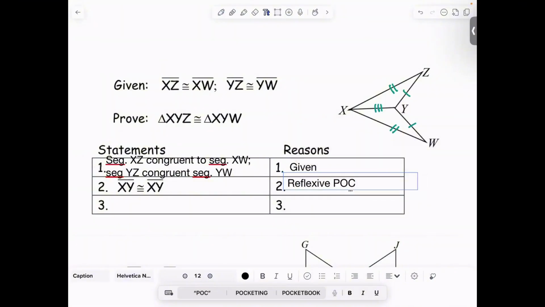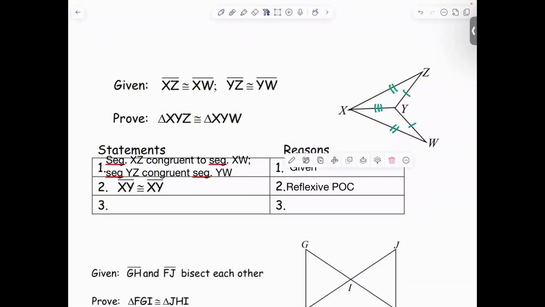POC. There we go. Okay. And they give us a third entry. Well, we should be at the very end, right? We should be able to say that triangle XYZ is congruent to triangle XYW.